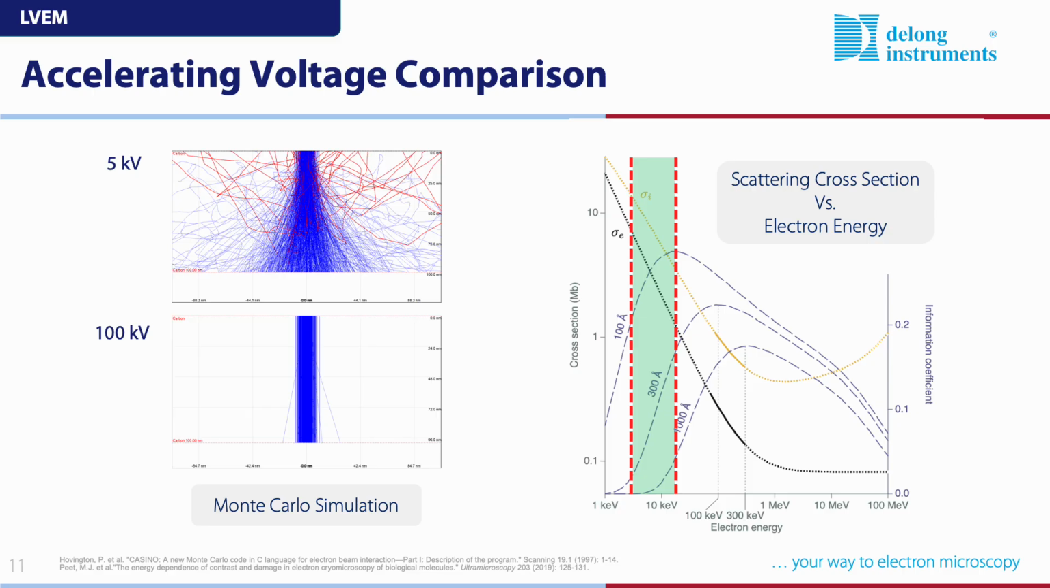Let's take a closer look at how accelerating voltage affects electron scattering. At low voltage, around 5 kilovolts, electrons scatter much more strongly from the atoms. This produces higher image contrast, especially for light elements like carbon, hydrogen, and oxygen. At higher voltage, say 100 kilovolts, electrons scatter less and mostly in the forward direction. This means they penetrate deeper and contrast for light elements is reduced. So in short, low voltage gives you more contrast for delicate, thin, low Z samples, and high voltage gives you more penetration and resolution for thicker or heavy element materials.